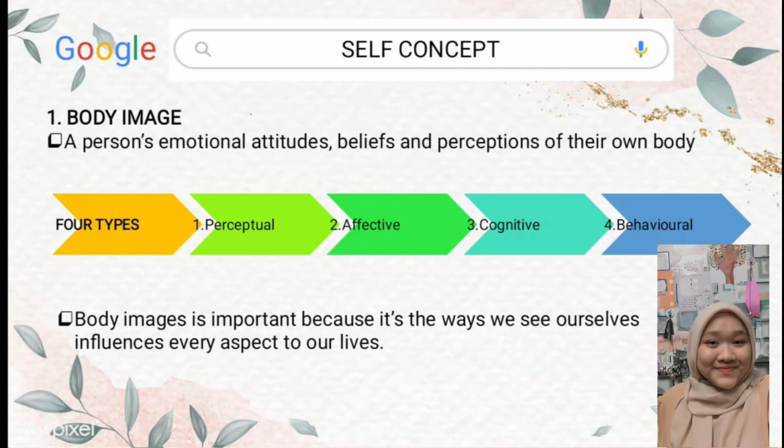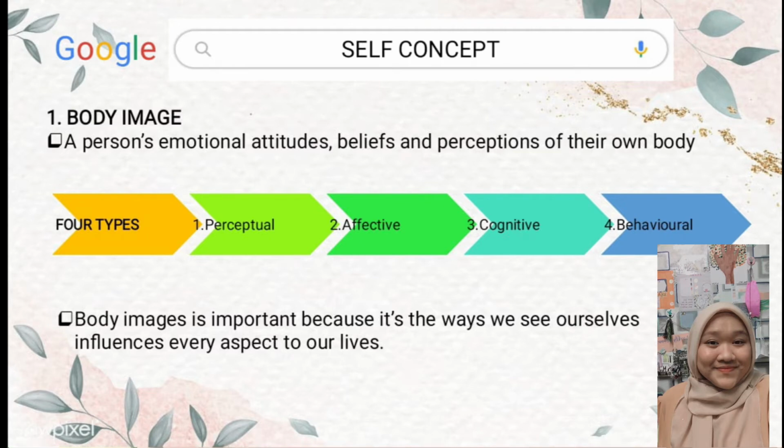Body image refers to how we think and feel about our physical appearance as well as how we believe others perceive us. When we talk about body image, we can think about our bodies and how we look. Like we know, body image has four types, which is first, perceptual. Perceptual means how you view yourself, like how you feel about yourself.